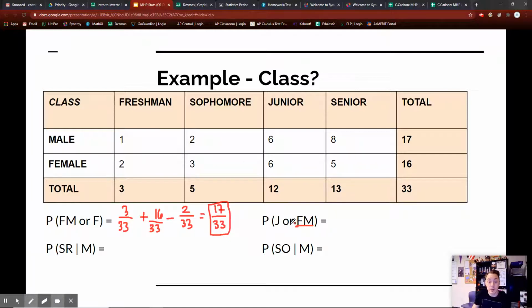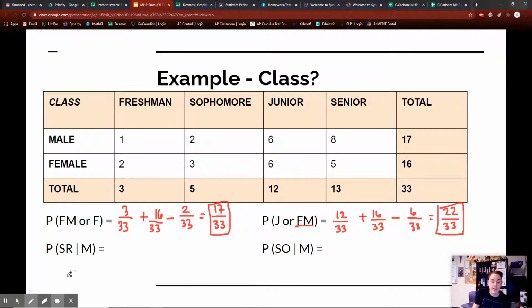What's the probability of getting a junior? Well, that's 12 out of 33. Females plus, we already did it, 16 out of 33. But I need to subtract out those who are juniors and females. So juniors and females is 6 out of 33. Out of those two together, you get 28, and then minus 6, so you get 22 out of 33. And I cannot simplify it anymore.